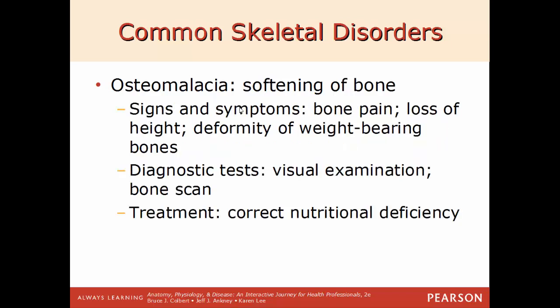Some signs and symptoms: bone pain, a loss of height, since your bones can't bear the extra height and extra weight, so you won't be as tall as you should be for your age. Deformity of the weight-bearing bones, because they can't handle that weight, so they become more bowed and more twisted. Diagnostic test: bone scans, visual exams, and treatment will be to control nutritional deficiencies. More vitamin D, more exposure to vitamin D, and so on.